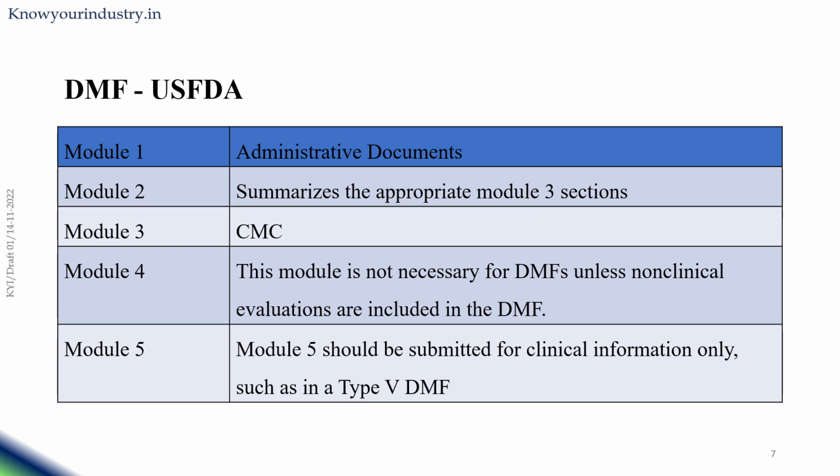The module 1 contains all the administrative documents. Module 2 is all about the summary of module 3 sections. Module 3 is about CMC part, that is chemistry, manufacturing and controls part. Module 4 is not necessary for DMFs unless non-clinical evaluations are included in the DMF. And module 5 should be submitted for clinical information only, such as in type 5 DMF.